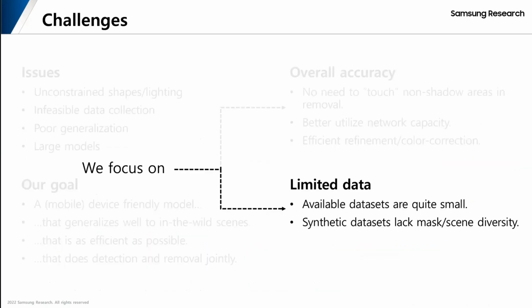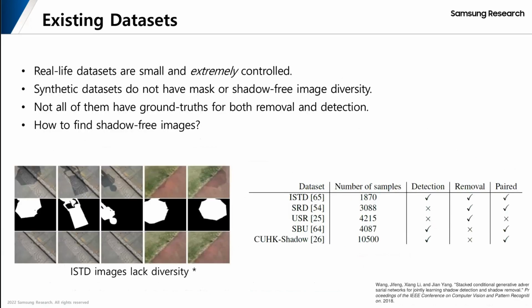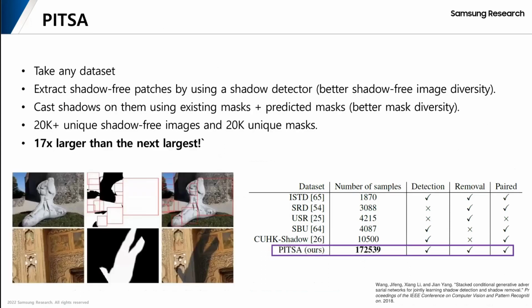Now, we focus on the data limitations in the literature. Existing real-life datasets are small and controlled. Synthetic ones are larger, but lack mask and shadow-free image diversity. The bottleneck in scaling synthetic datasets is simple: how to find unique shadow-free images. We propose a simple pipeline to alleviate this.